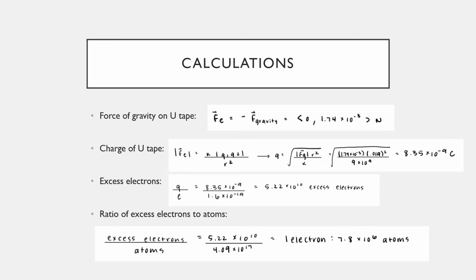To find the number of excess electrons present, the charge on the tape was then divided by the charge of a singular electron. The resulting ratio of atoms to electrons was 7.8 times 10 to the 6 atoms for every 1 electron, and the calculated charge was 8.35 times 10 to the negative 9th coulombs.